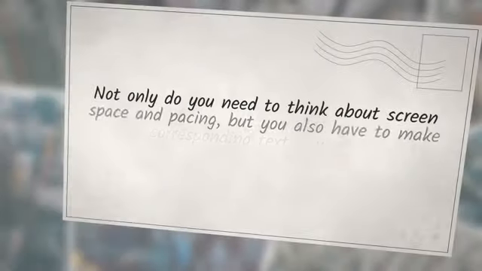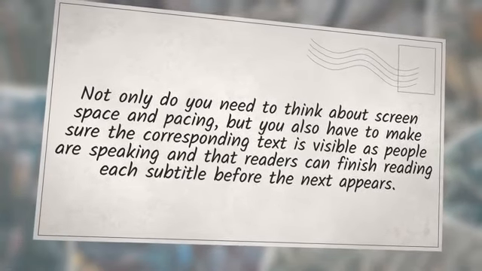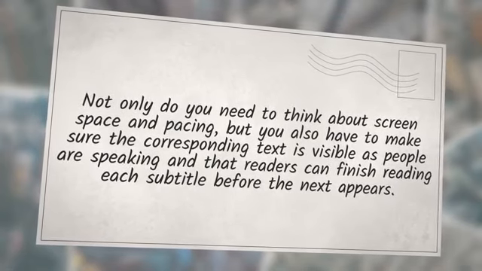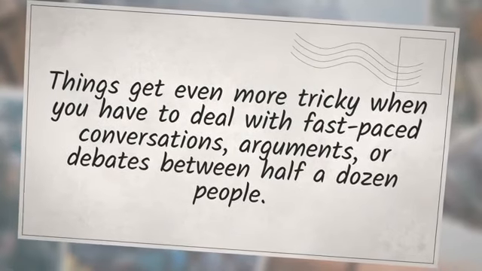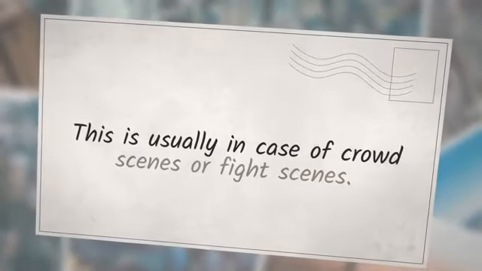Not only do you need to think about screen space and pacing, but you also have to make sure the corresponding text is visible as people are speaking and that readers can finish reading each subtitle before the next appears. Things get even more tricky when you have to deal with fast-paced conversations, arguments, or debates between half a dozen people. This is usually in case of crowd scenes or fight scenes. These are the hardest scenes to make subtitles on, but with a lot of concentration, a professional subtitler might hack it perfectly.